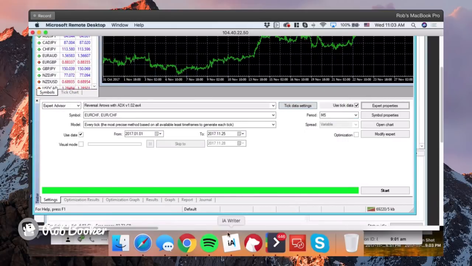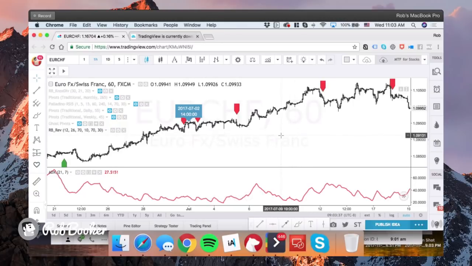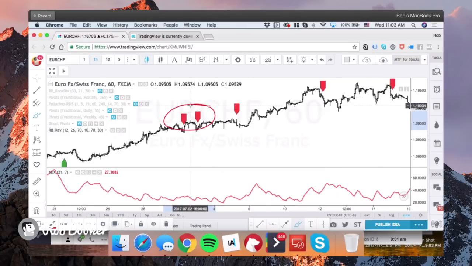So I'll exit out of the settings, jump over here to Google Chrome. On my screen that you see in front of us right now, you will see red reversal tabs. These are what I call reversal arrows or reversal tabs. They're built with the MACD and the stochastic oscillator. I've talked about that in a previous video.